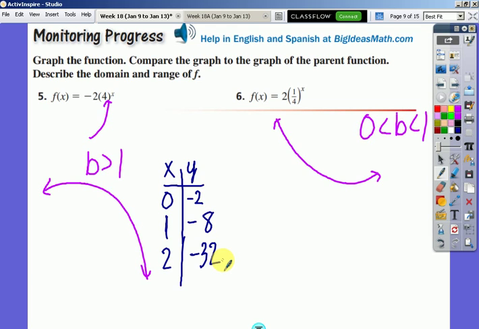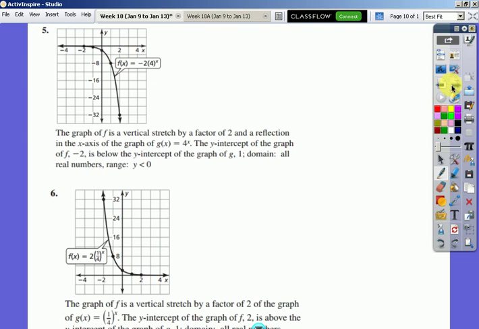That's very quick, right? So hopefully, when you're looking at points, really what you need to know, this tells you a ton. So hopefully when you graph these, you got something like this. The take on this shape. Okay, again, we knew that it was going to look like that. And I'm going to read to you what it says. It says the graph of f is a vertical stretch by a factor of 2. So we're describing how it differs from the parent function. So it's a vertical stretch of a factor of 2 and a reflection in the x-axis of the graph g of x equals 4 to the x.